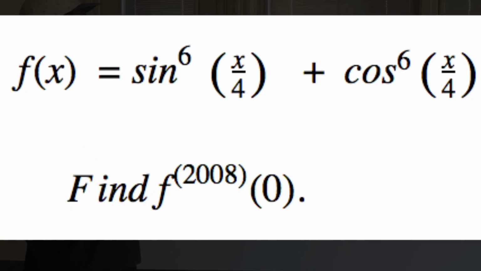f of x, I'm going to leave it as f, is sine to the sixth power of x over 4 plus cosine to the sixth power, also of x over 4. And with that function, I want to find the 2008th derivative and evaluate it at x equals 0.